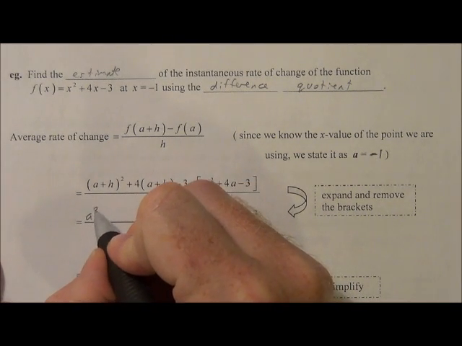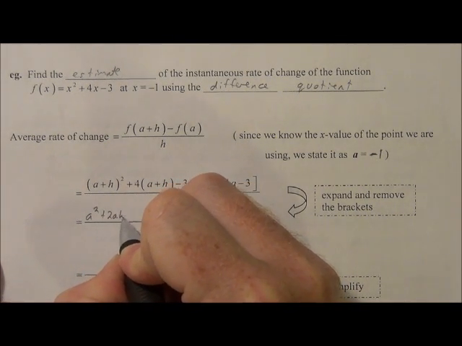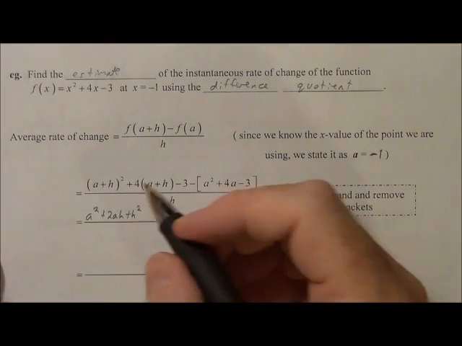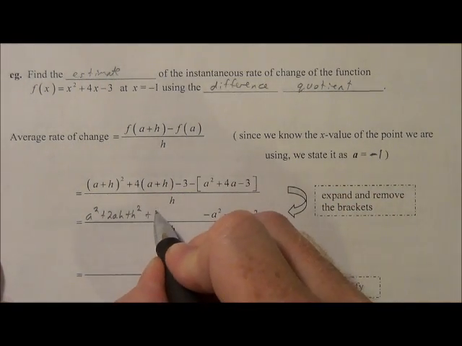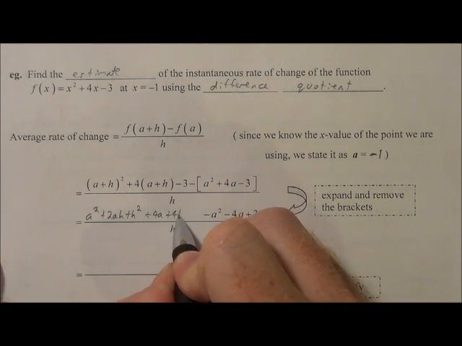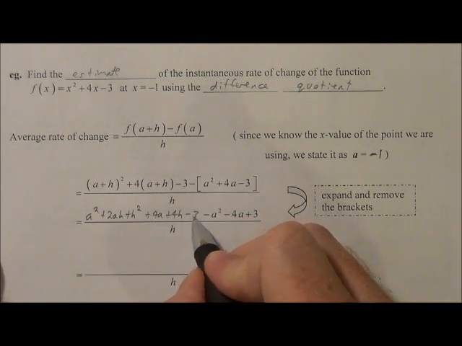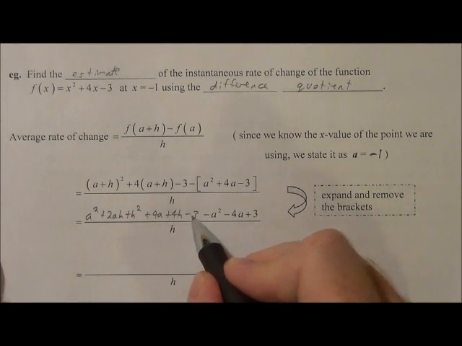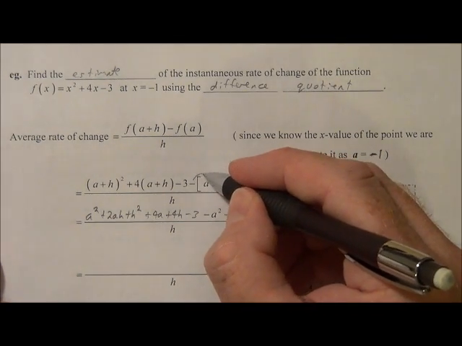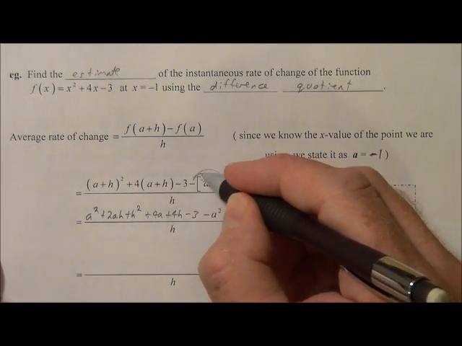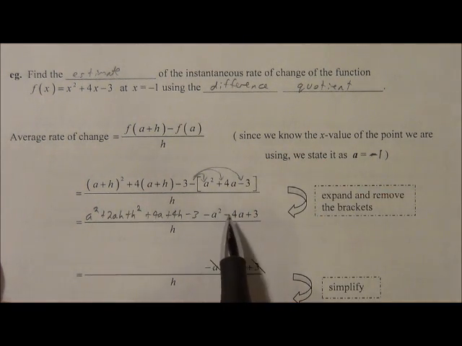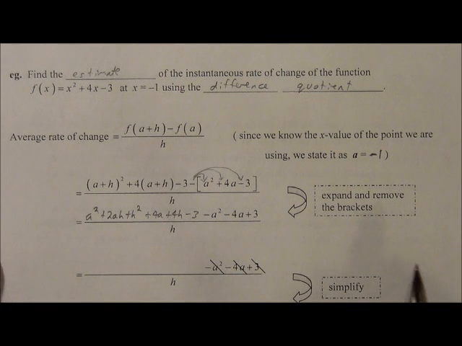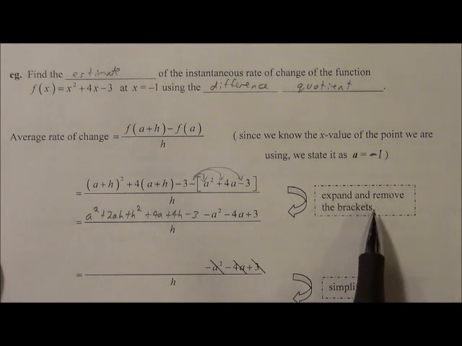So we get a squared plus 2ah plus h squared, and we'll expand this out, so we get plus 4a plus 4h minus 3. And at the same time, we're going to expand in that negative 1, which will change all the signs inside the bracket to negative a squared minus 4a plus 3. Okay, so that step is the expand and remove brackets.